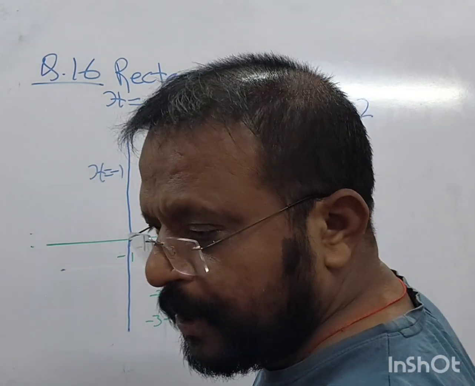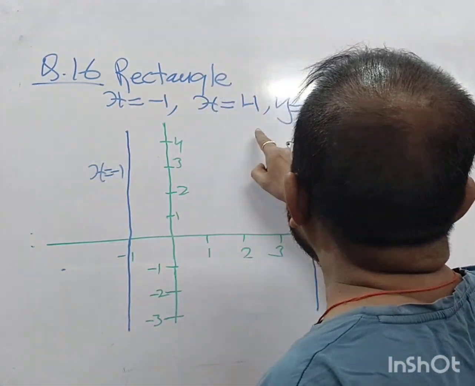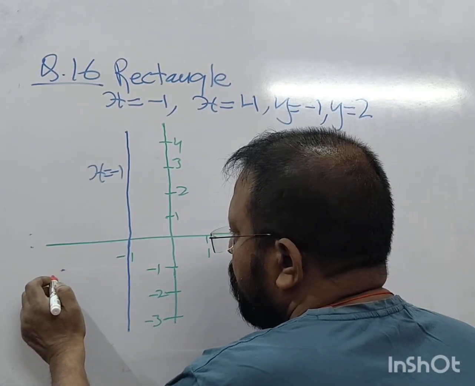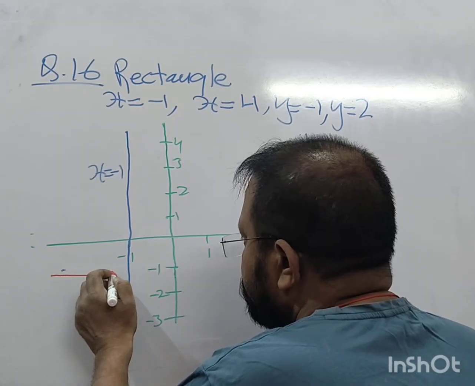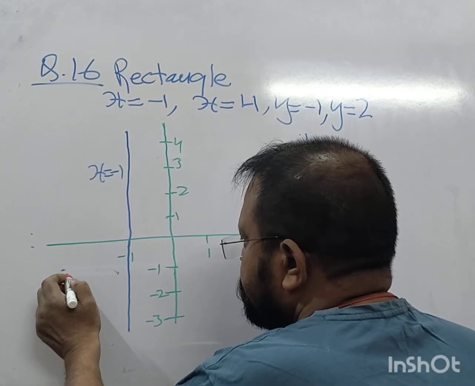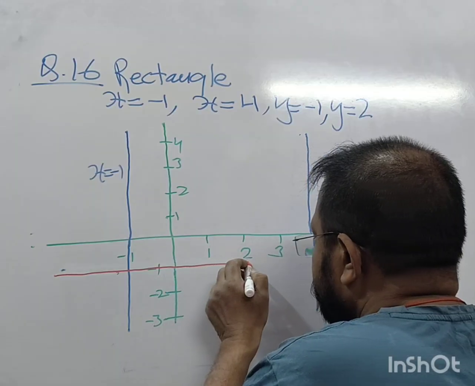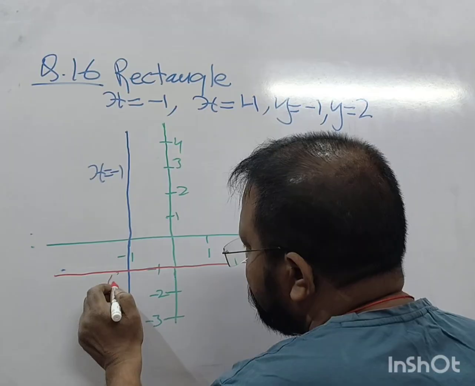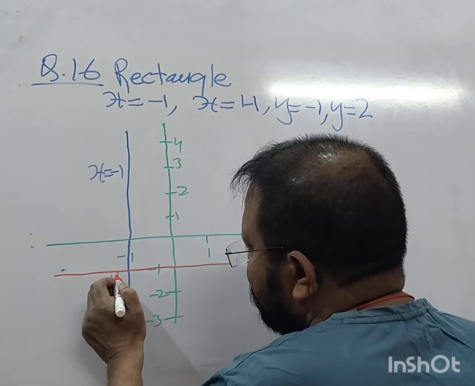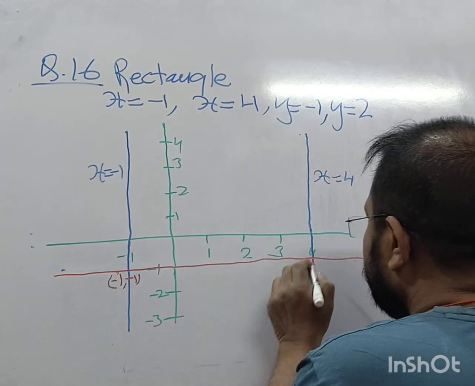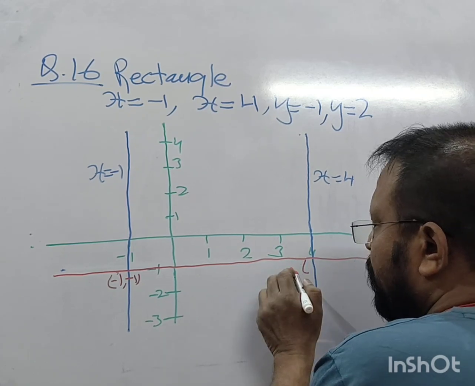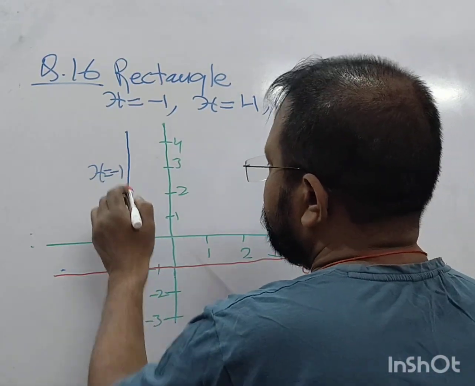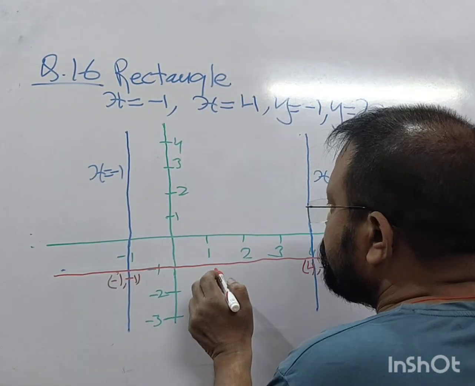You get this? Now you have another line saying y is equal to -1. So y is -1 means for any value of x, y is equal to -1. So the line is like this. So these coordinates are -1 comma -1 and 4 comma -1.